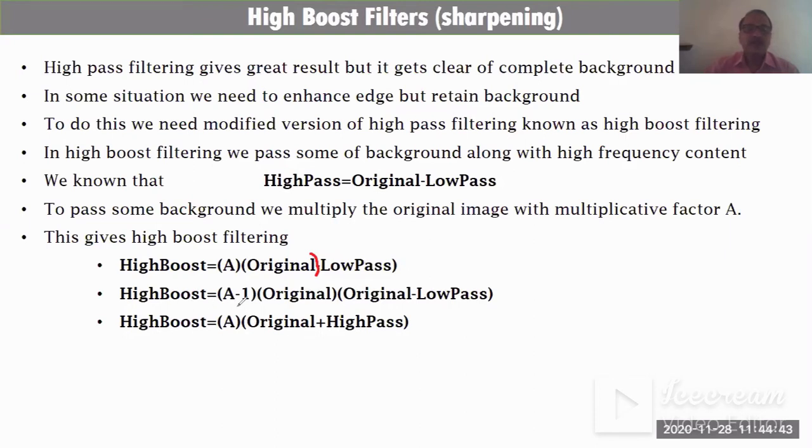So high boost is equal to A minus 1 into original plus (original minus low pass), or these are the variations: A into original plus high pass. So these are the high boost filter. There is only one difference between high boost filter and high pass filter. High pass filter completely removes the background, or completely removes the low frequency content, whereas in some situations we require the low frequency content. In that case we can use high boost filter. So high boost filter maintains some sort of the background, some sort of the low frequency content. So this is our high boost filter.